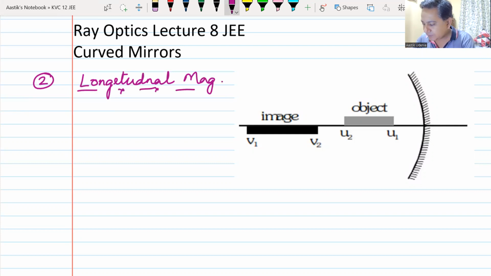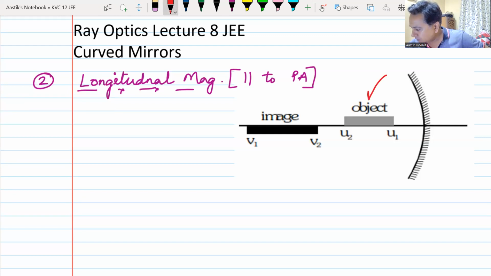When does this case happen? When the object is placed parallel to PA. By PA, what I mean is principal axis. You can see the object here, yes or no? This is the object. It is placed parallel to the principal axis. And as you can see, this is the image that I get.